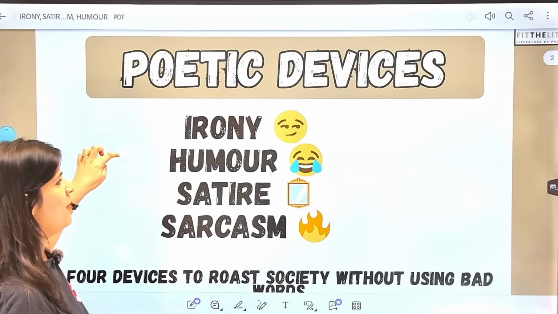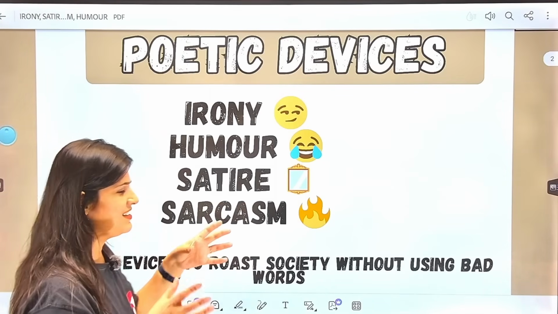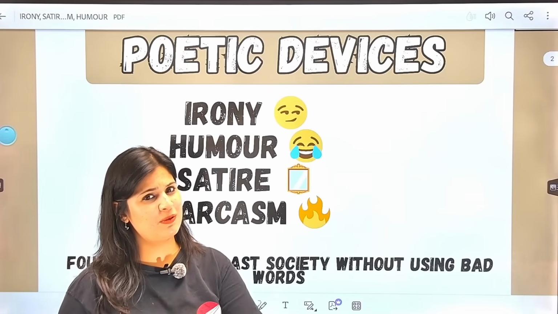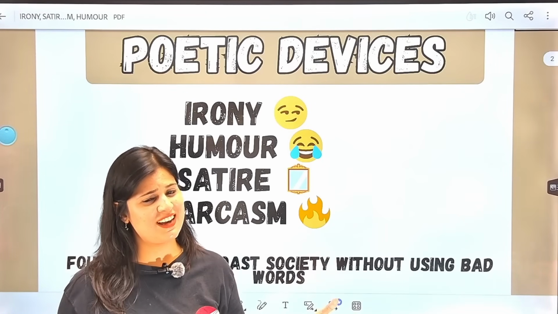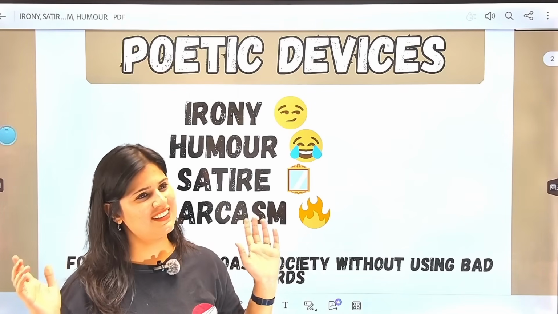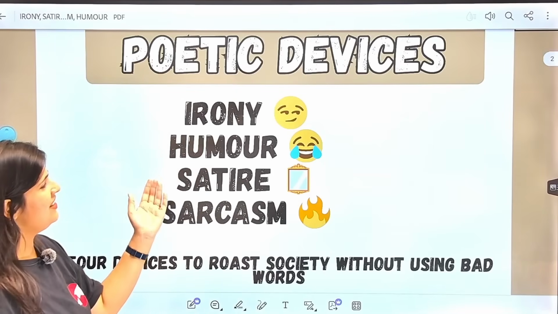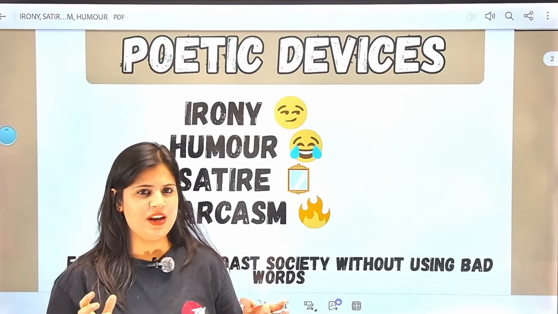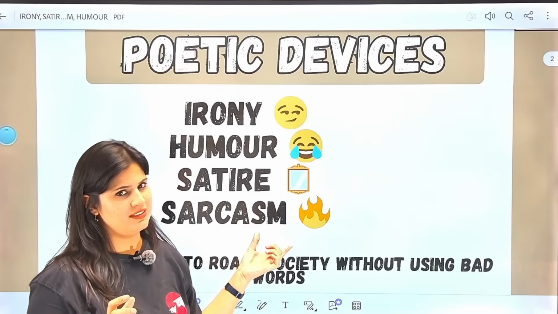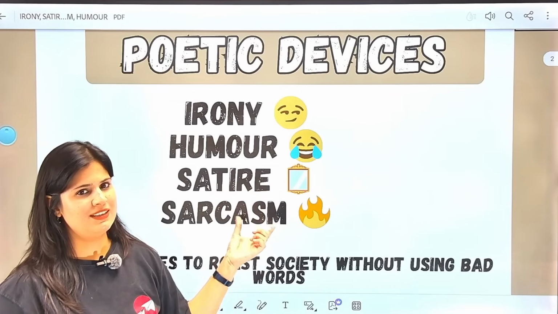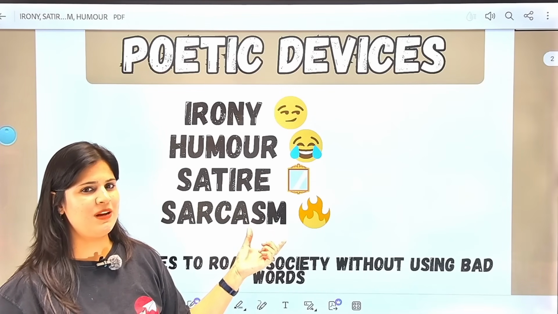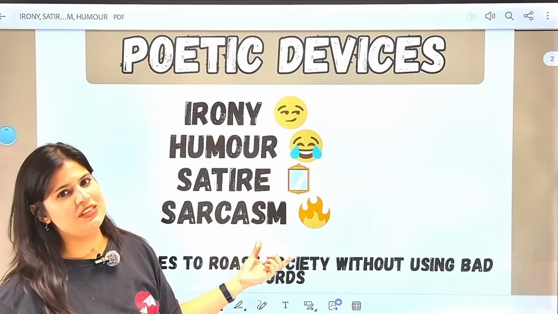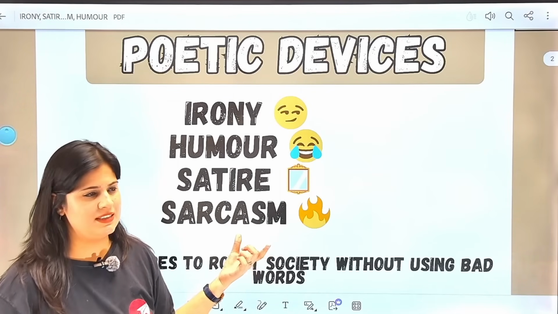So the 4 poetic devices that help you to criticize society and the people in it without having used any of the bad words are these: irony, humor, satire, and sarcasm. Now remember, when I have put these emojis in front of these words, ये सिर्फ मैंने ऐसी place नहीं करी है. I placed them very intelligently and intellectually. So ये emojis के through you can actually memorize, right?